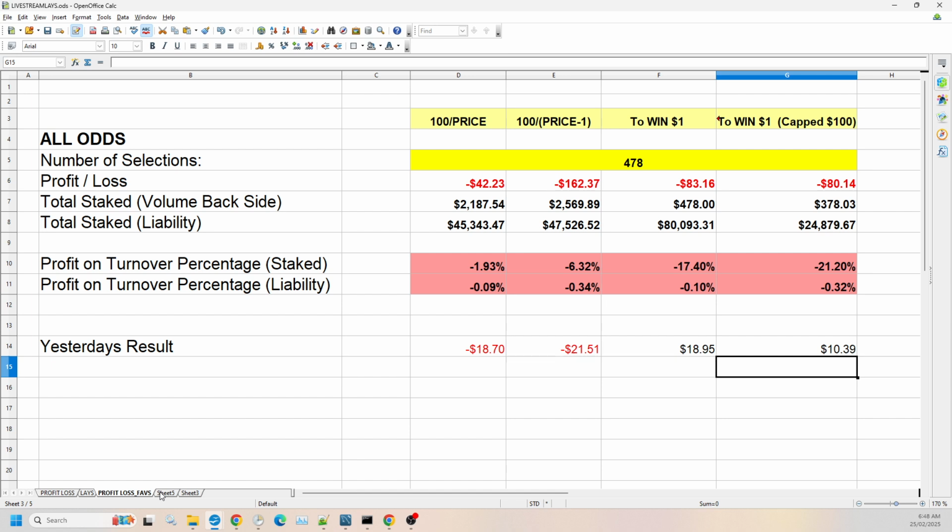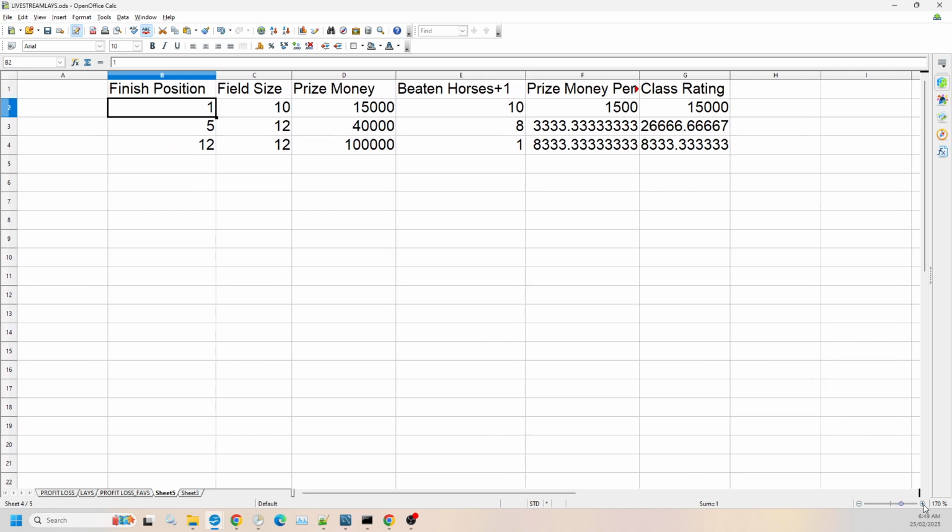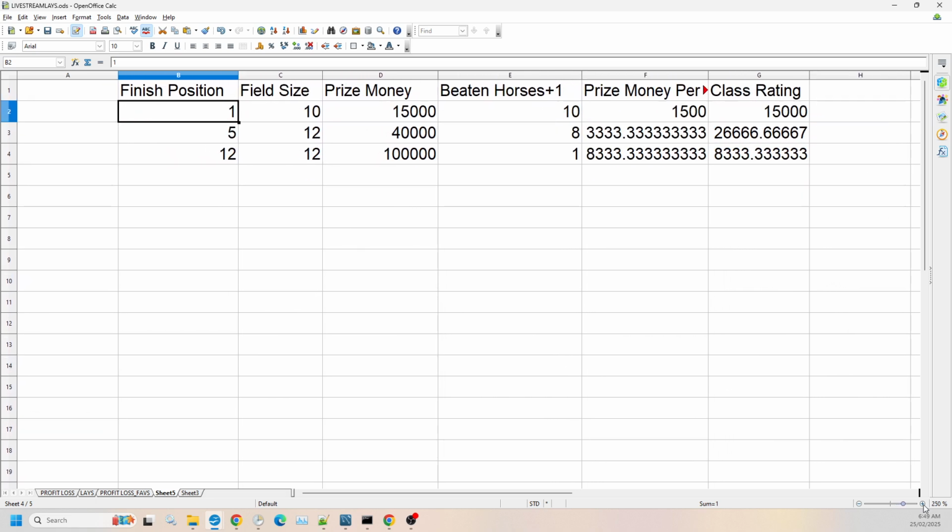So there was a comment on one of my videos on how do I do class ratings and how do I actually work out what's going. So I've kind of done 3 very quick things here. The way I do the class ratings that I'm using for this is based on prize money and finishing position. And field size. So it's not too hard to work out.